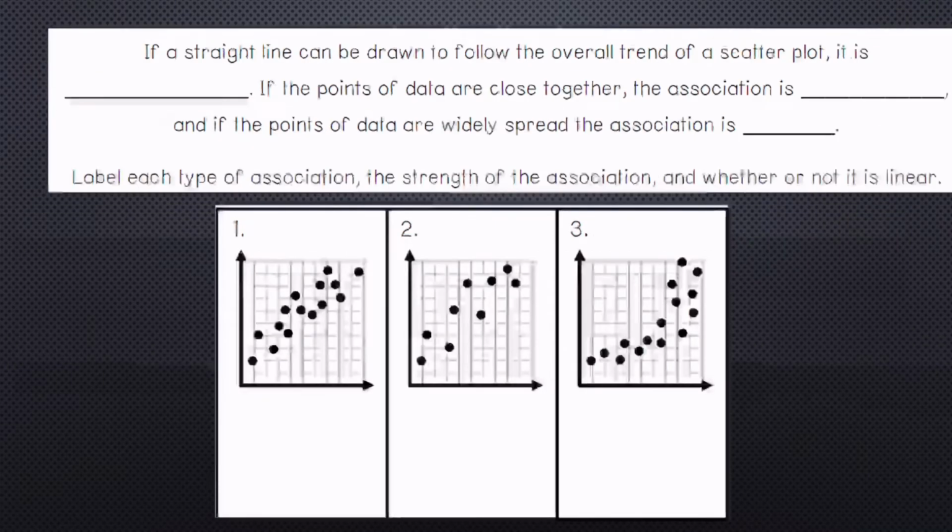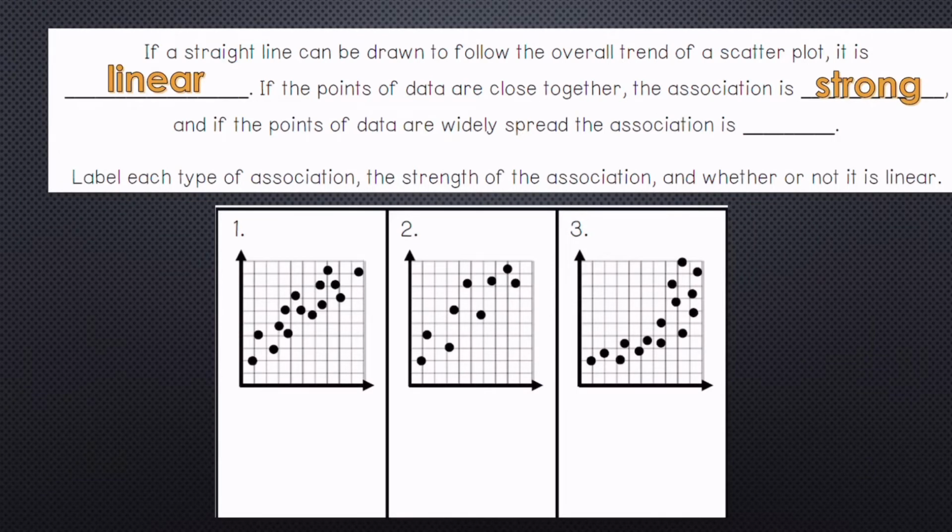So another part of interpreting this data is if we can draw a straight line to follow the overall trend, then we would say the scatter plot is linear. If the points of data are close together, the association's strong. That means that correlation, that association that they have with each other, is strong. But if the points are spread apart, it's a weak correlation. So let's go look at these 6 graphs, right?